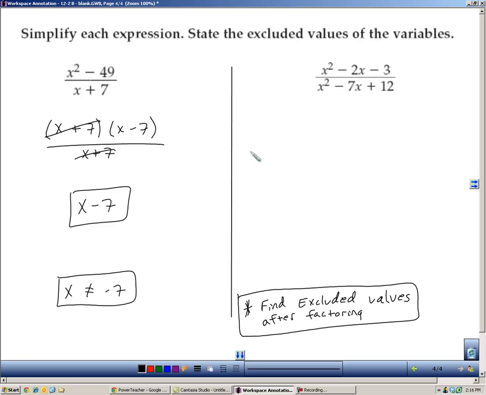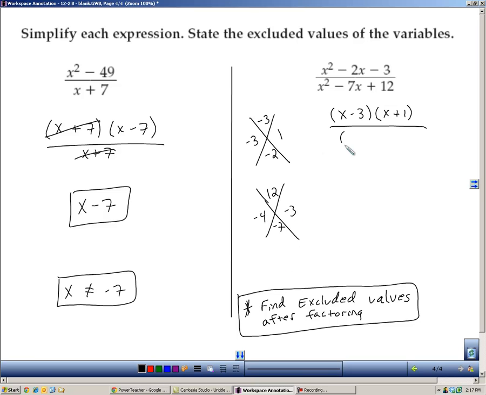Over here, I'm going to need diamonds, 2 factors of negative 3 that add to be negative 2, negative 3 and 1, so x minus 3 on top, x plus 1. The other one, diamond, is factors of 12 that add to be negative 7. Negative 4 and negative 3, so x minus 4 and x minus 3.